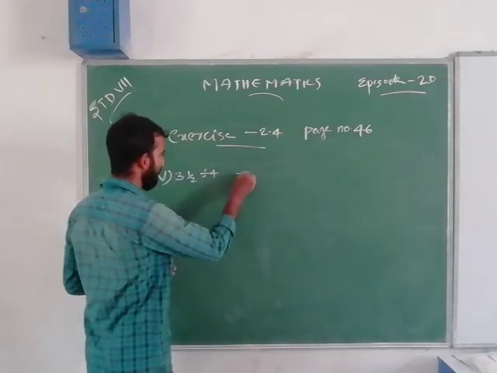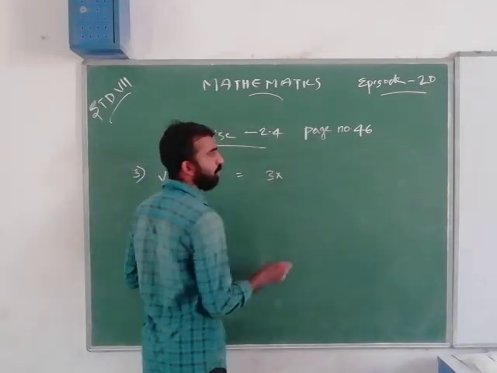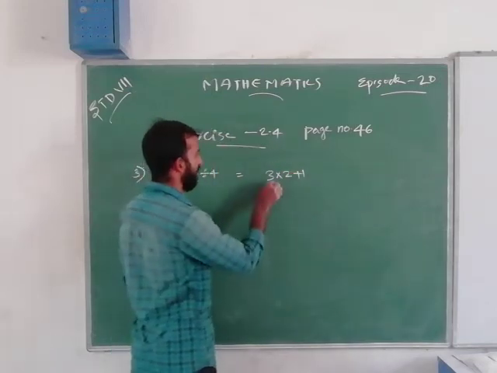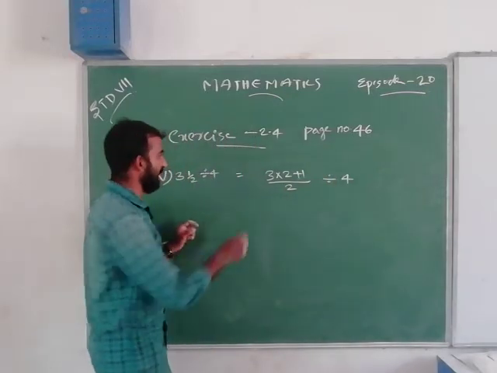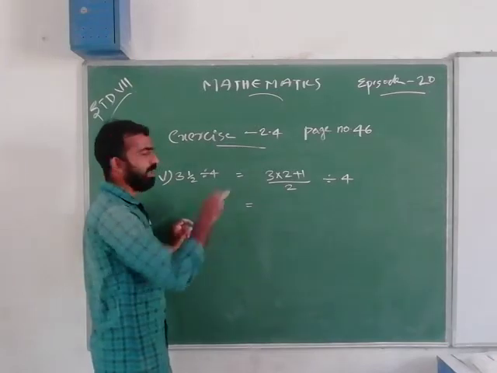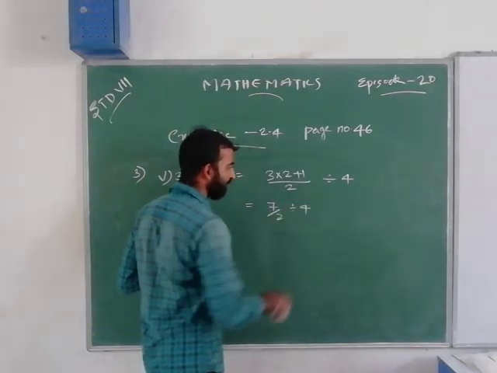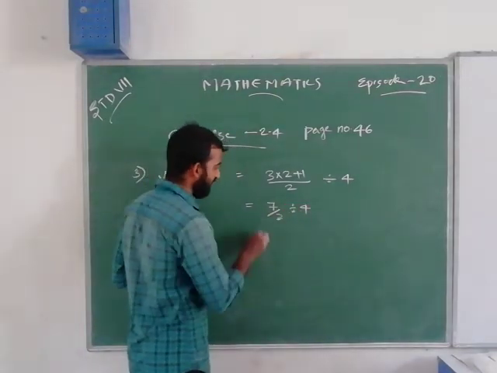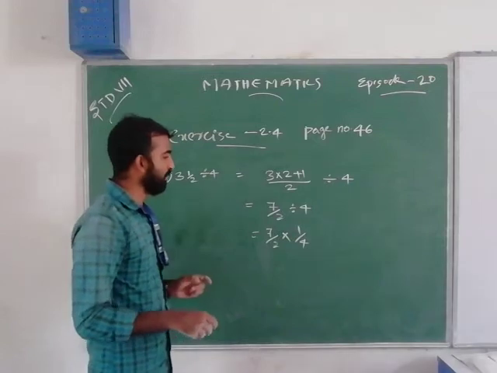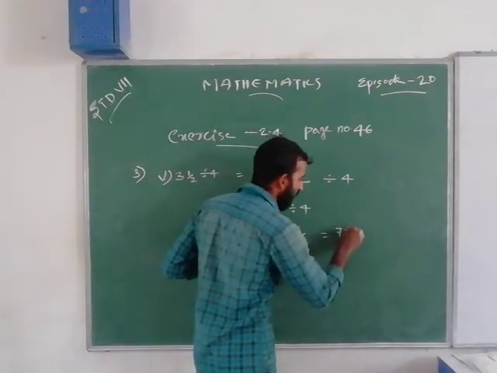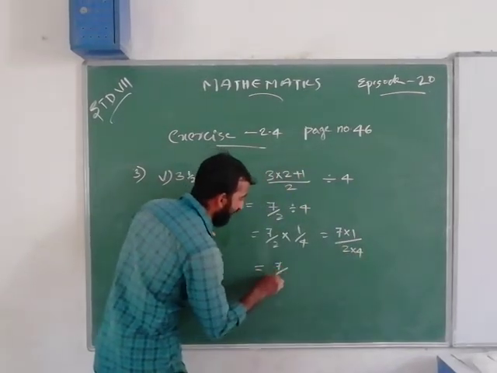We can write 3 and 1 by 2 as 3 into 2 plus 1 by 2, division 4. That is, 3 into 2 means 6, 6 plus 1 is 7, so 7 by 2 division 4. That is 7 by 2 into 1 by 4, that is 7 into 1 by 2 into 4, that is 7 by 8.